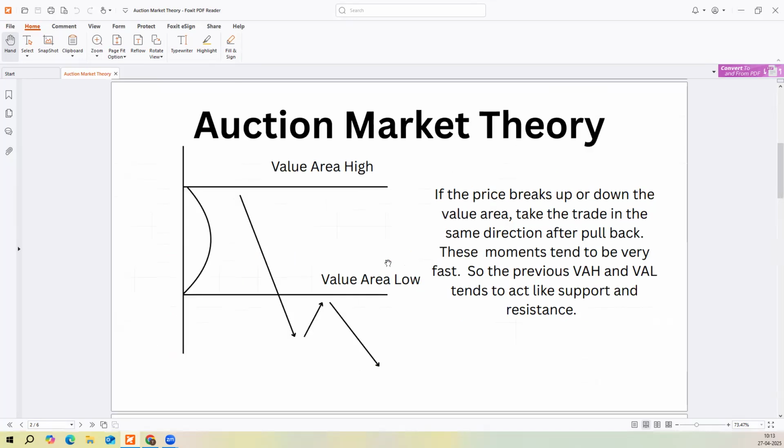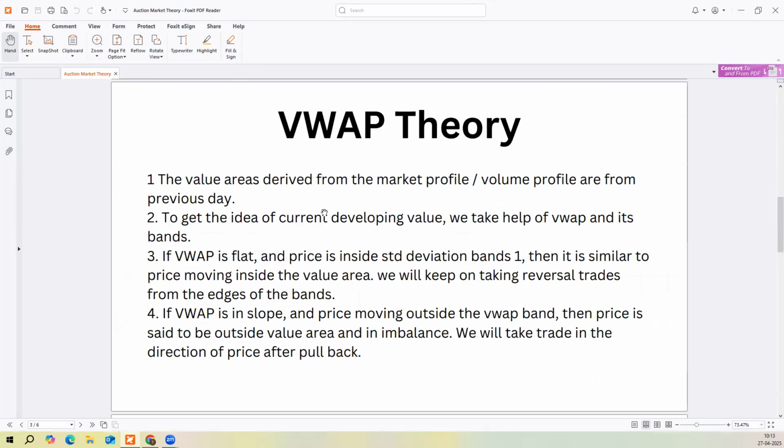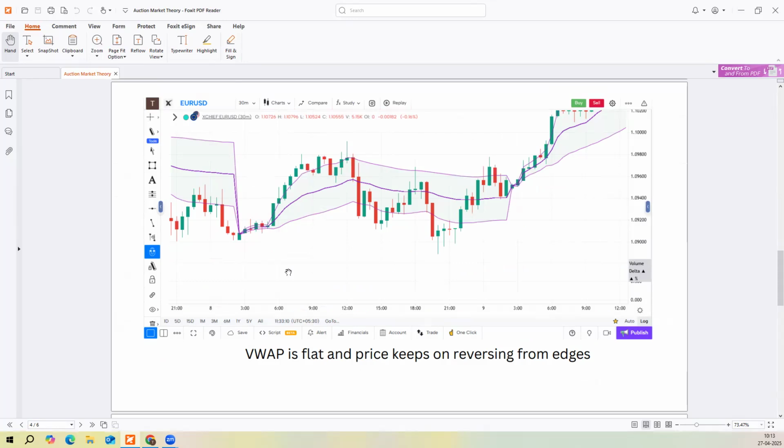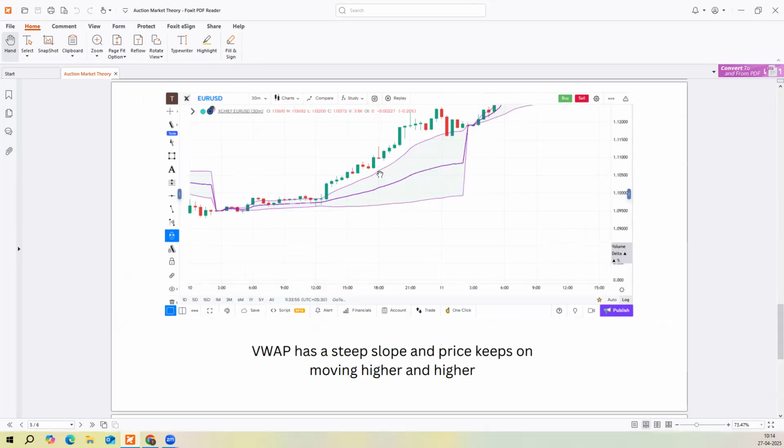Then this value area we are forming based on the previous day, but what about the current day? The current day also the market is making some value. That value is measured by VWAP with the deviation bands. If the VWAP is flat, it means the market is accepting the current value, and it will keep on reversing from deviation band 1 extremes. If VWAP is in slope, it means the market is in imbalance, and it will keep on creating new value. For example, here the VWAP is flat, so the market keeps on reversing from the edges. At the same time, here you can see the VWAP is in slope, and it is in imbalance. It is creating new values higher and higher.